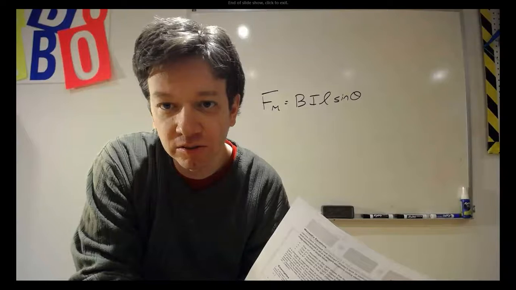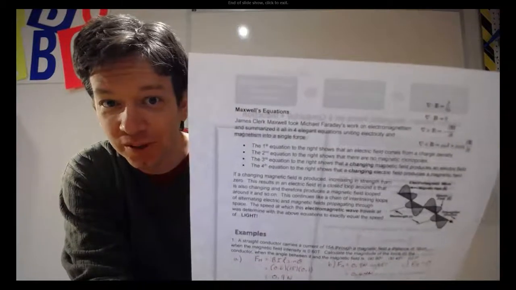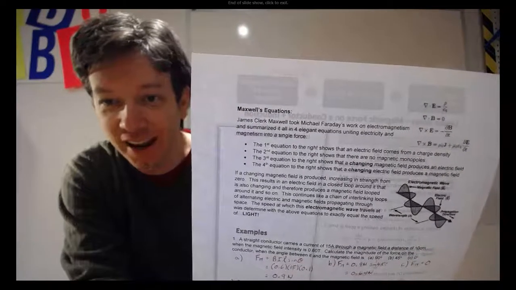Okay. Now on the back of your handout, I also wrote a couple other equations. Okay, I put a couple of things on the back, those 4 up there. You do not need to know these, but these are Maxwell's equations. They describe everything there is to know about electricity and magnetism in 4 simple equations.